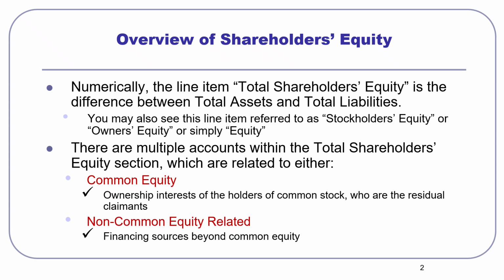Within the total shareholders' equity section of the balance sheet, there are multiple accounts that can appear. Conceptually, we can classify all equity accounts into two broad categories. The first category pertains to common equity. These are ownership interests of the holders of the firm's common stock. Common stockholders are the residual claimants of the firm. The second category pertains to financing sources beyond common equity, which we will refer to as non-common equity related.